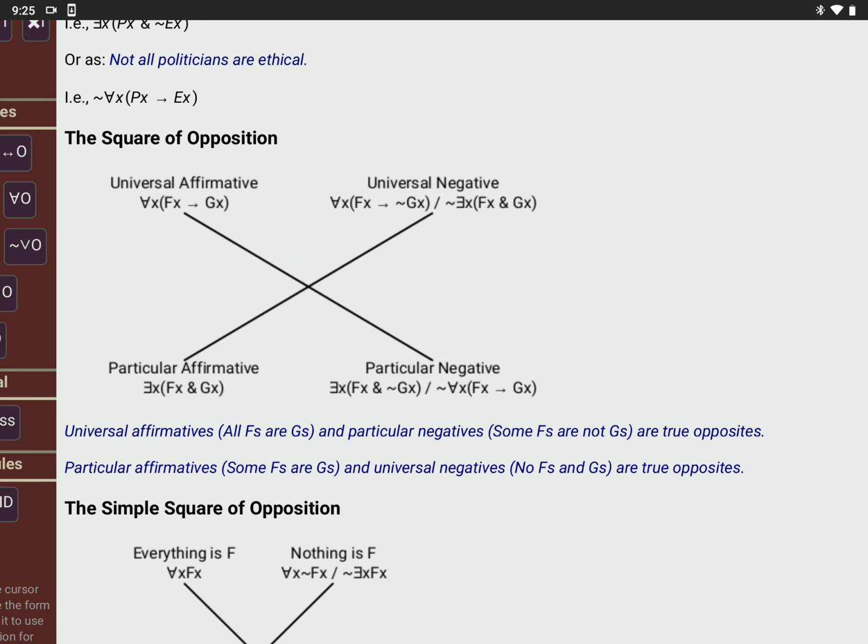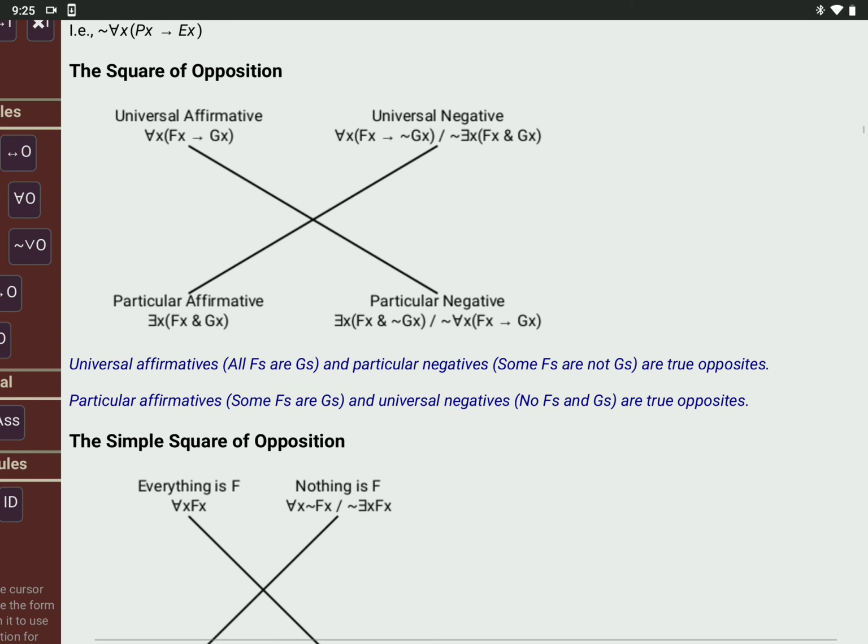The real opposite of no F's are G's isn't all F's are G's. Again, those can both be false. It's some F's are G's. So universal negative, for all x, Fx arrow not Gx, and a particular affirmative, there is an x, Fx and Gx, are really each other's opposites.